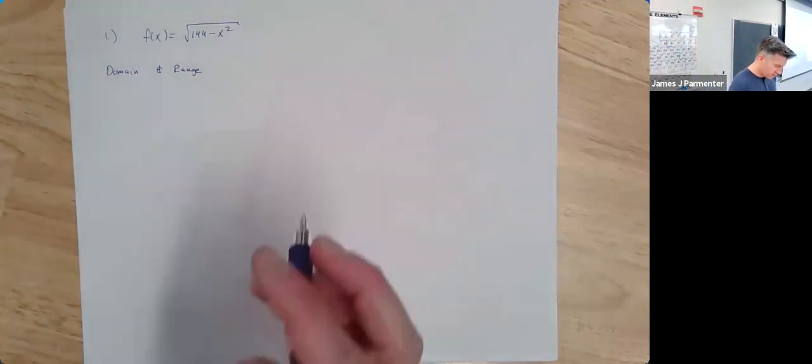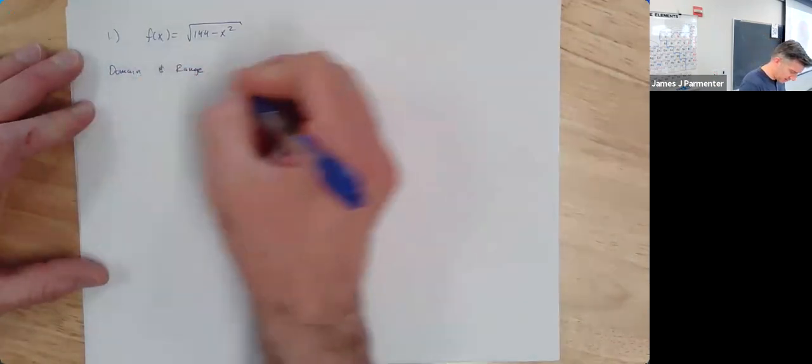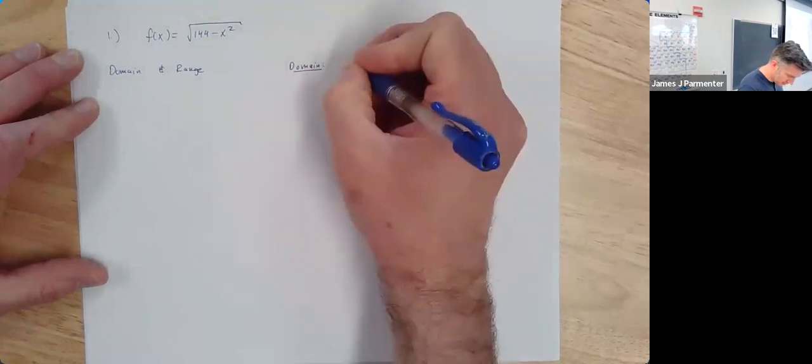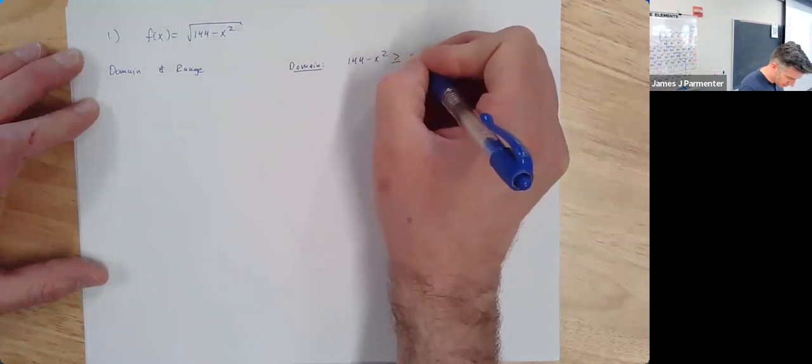So, domain first. I see a square root, and I know when there's a square root, we have to say that the insides are non-negative. So the insides, 144 minus x squared, needs to be greater than or equal to 0.